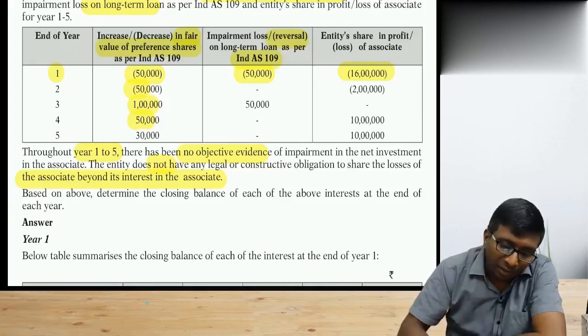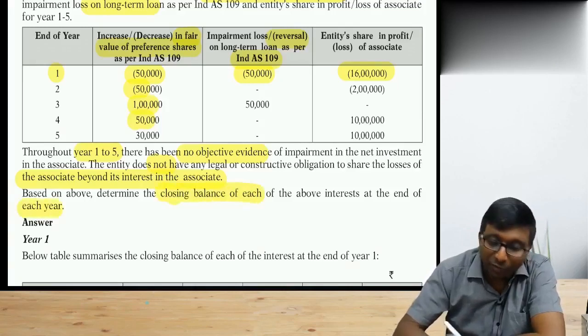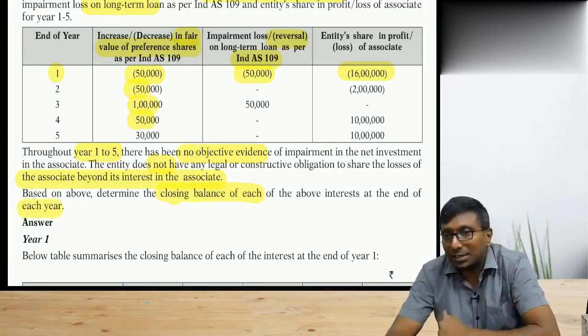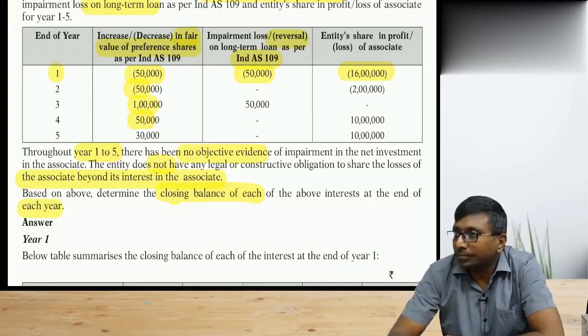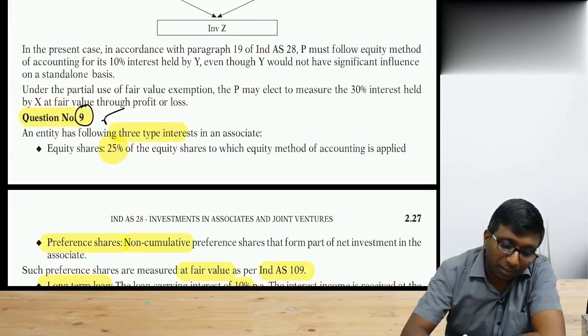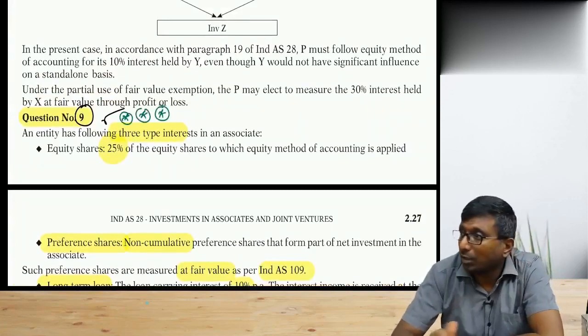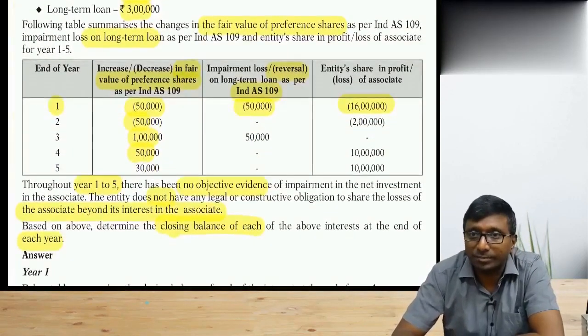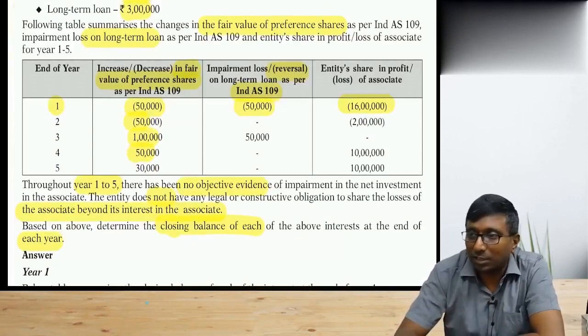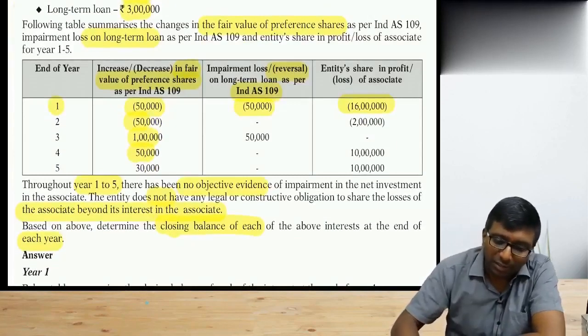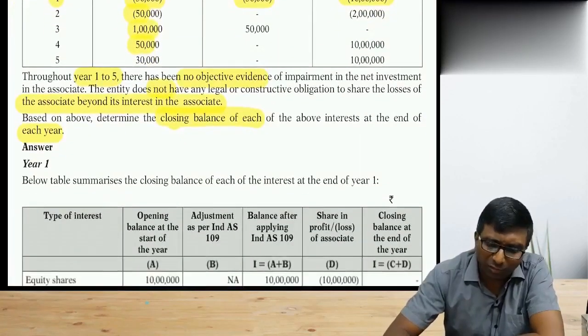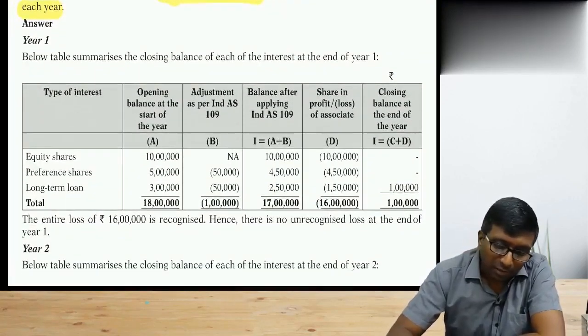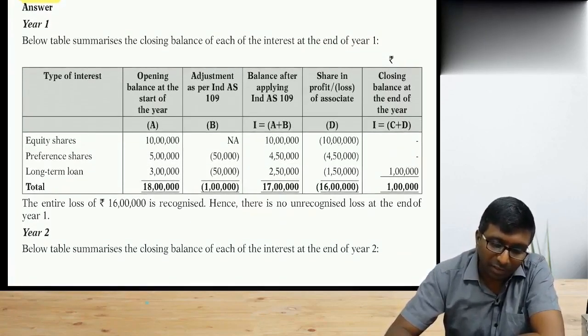Based on the above, determine the closing balance of each of the above interests at the end of every year. Here one small point is there; when we move ahead, I'll explain it. It is one good sum. You should mark it. This I'll share, I forgot earlier, but immediately after the class today I'll do it. Listen carefully, on good sums: this is mostly from ICAI material only, not from RTP. Let's do it one by one.